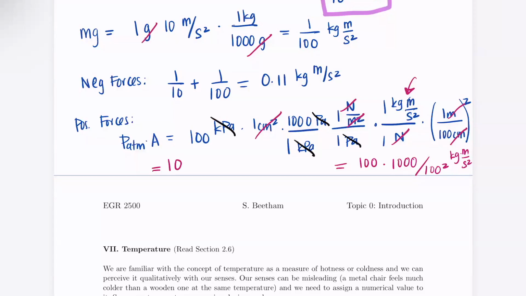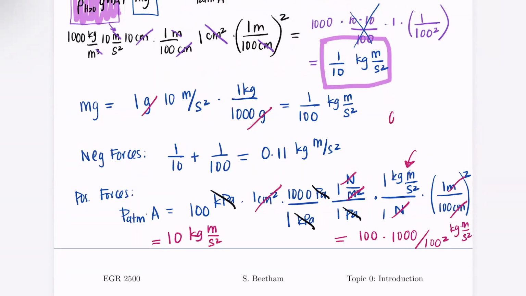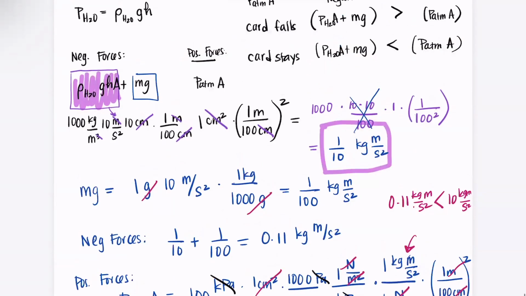10, I think. It's 10, right? Okay, so we have 10 kilograms meter per second squared. So what does that mean? What will happen? How is 0.11 kilogram meter per second squared equal or related to 10 kilogram meter per second squared? Yeah, we have this, right? So the card should stay, right? Do we feel confident about it?